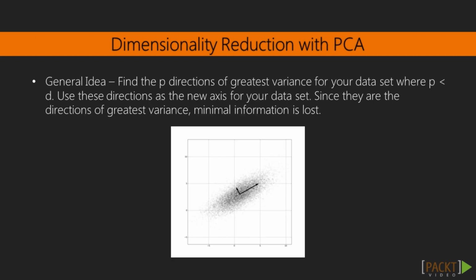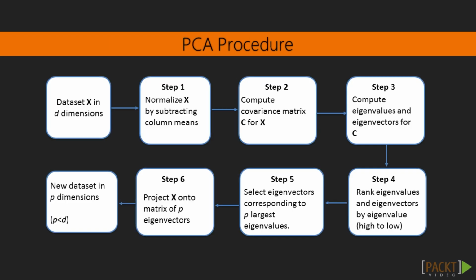Now let's take a look at the PCA algorithm. The general idea behind PCA is that it finds the directions of greatest variance in your dataset. Then the user chooses the p directions of largest variance, where p is smaller than d, the dimension of the dataset, and the original data is projected onto these p directions. And since these are the directions of greatest variance, the information lost by reducing dimensionality is minimal. In the graph below, the arrows represent the directions of greatest variance in the dataset, which is what PCA would find.